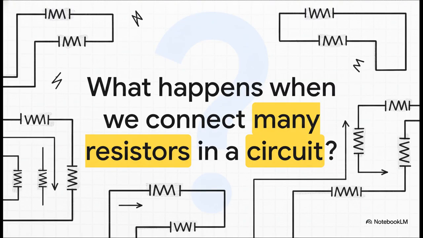We have built a really solid understanding today of how a single resistor behaves in a circuit. But in real life, in our phones and computers, we rarely use just one. So that leads to a question for you to think about. What happens if we connect many resistors together in a circuit? How do we calculate the total effect? That is exactly what we will explore in our next lesson.